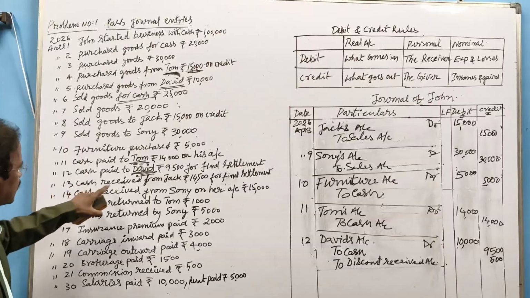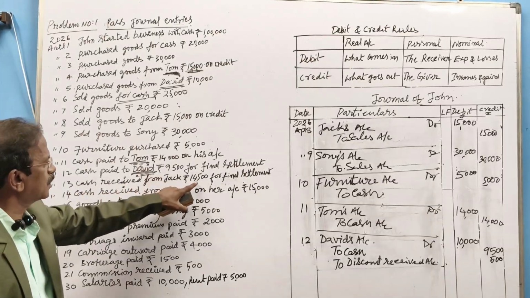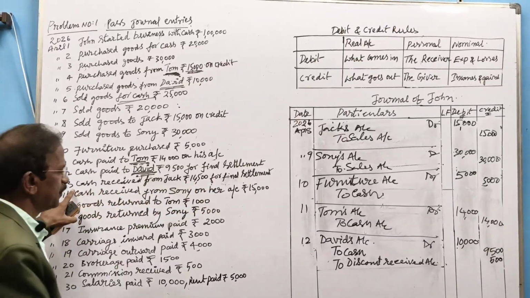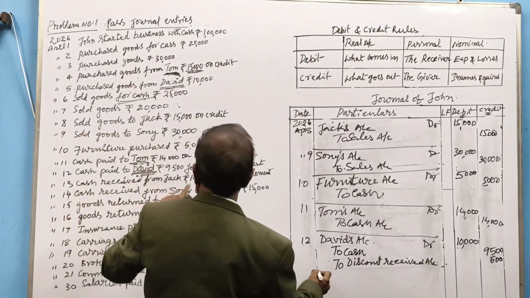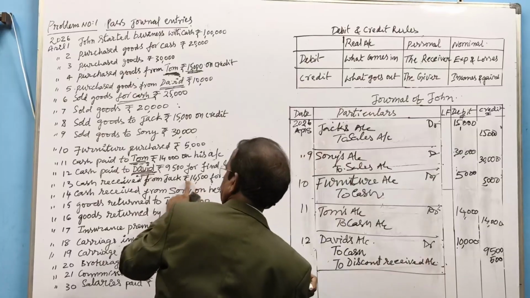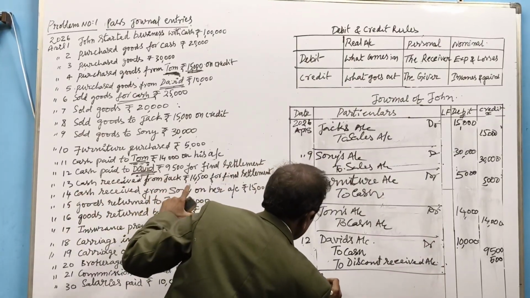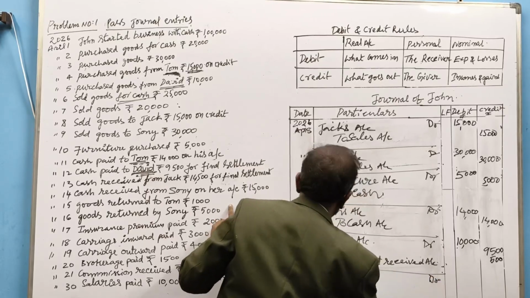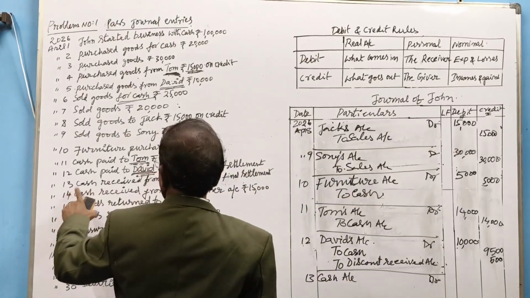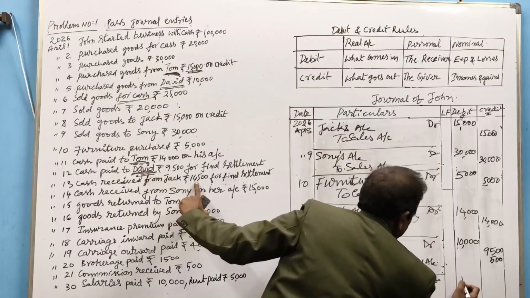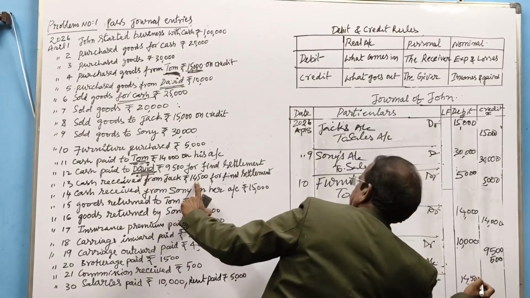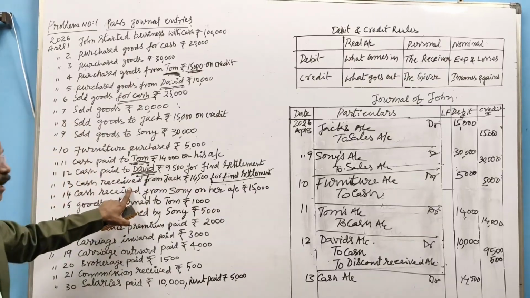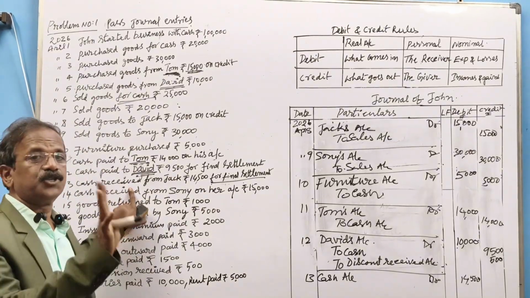Now 13th, cash received from Jock, 14,500 for final settlement. How much we are receiving? 14,500. 13th, cash account debit. Why cash account is debited? Because we are receiving it. How much? 14,500. For final settlement means hereafter we are not going to receive any amount from Jock.